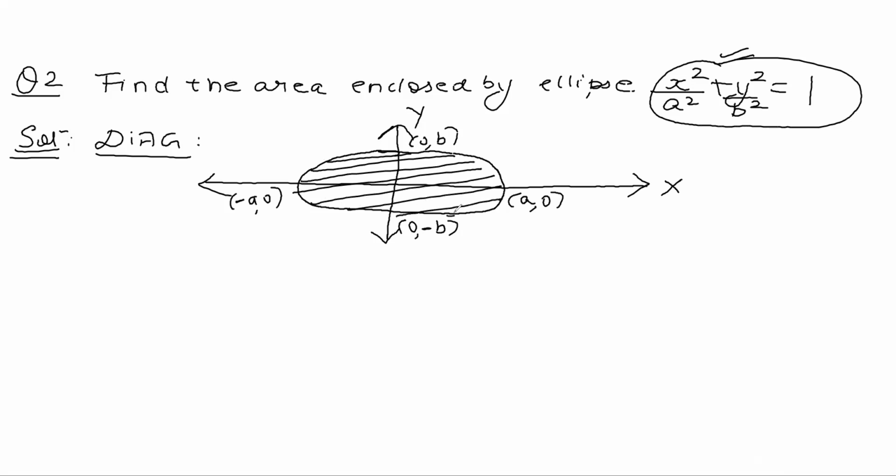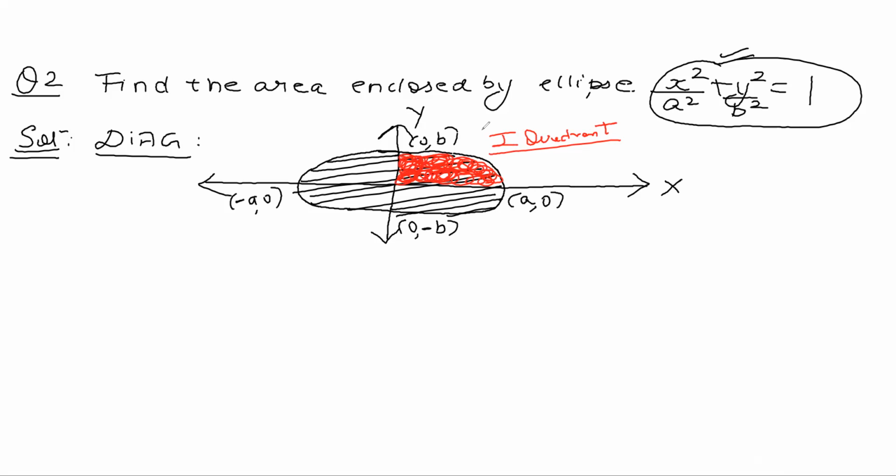So again, guys, what we can do is the same thing which we had done in circles. Let me find the area of this red shaded region and multiply it by 4. So again, we are going to find the area of this red shaded region. This is the first quadrant. In the first quadrant, both x and y are positive. We find the area of this red shaded region and then we multiply it by 4.